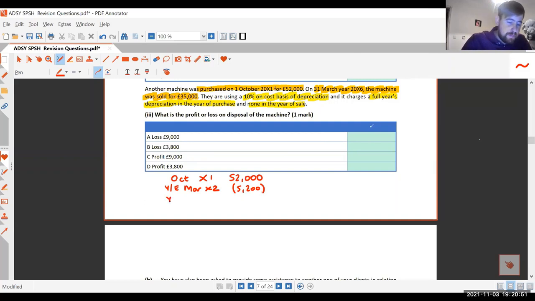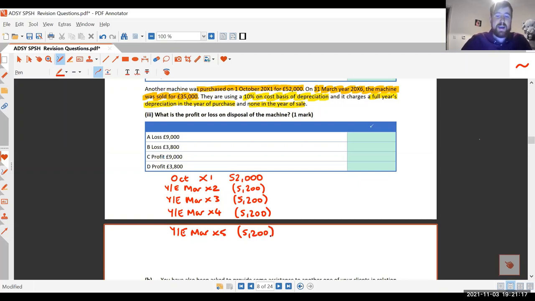From here, it's going to be a bit of rinse and repeat because we still own it in X3. So we would write another £5,200 off the value. We still own it in X4 for £5,200. Still own it in X5. As I say, it gets a little bit boring now. Before we get to our final year, March X6, which is our final year in question. And remember that there is no depreciation charged in that final year.